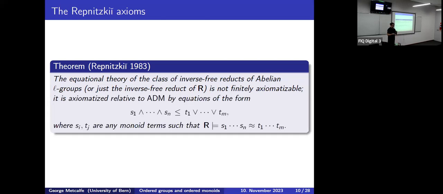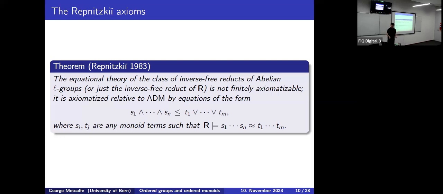You can find a nice infinite axiomatization, and he did it like this. You take equations of the form S1 meet ... Sn less than or equal to T1 join ... Tm, where the Si and Tj are just monoid terms, so they're only built as products of variables, so that when you take the product of the things on the left and the product of the things on the right, they're the same up to permutation.